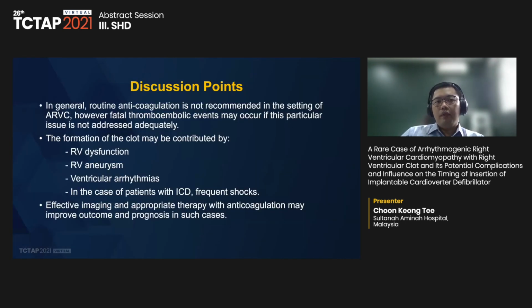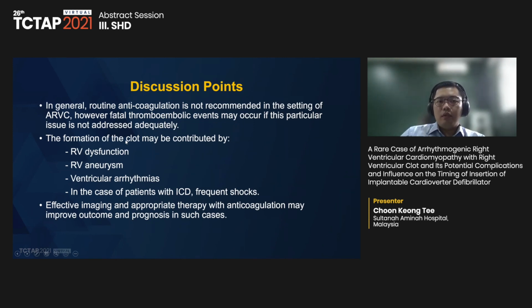So the main point I was trying to illustrate in this case sharing is whether routine anticoagulation is recommended or not in all ARVC, mainly because we do not necessarily pick this up as a major complication of ARVC without looking at it. Generally, from many literature searches, routine anticoagulation is not actually recommended. However, one must keep in mind that fatal thromboembolic events may occur if this is not addressed adequately.